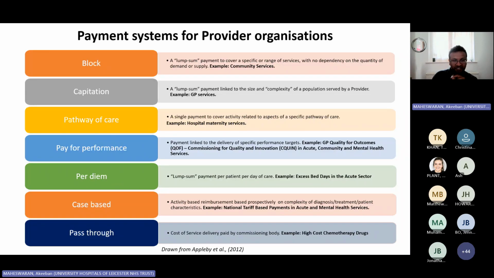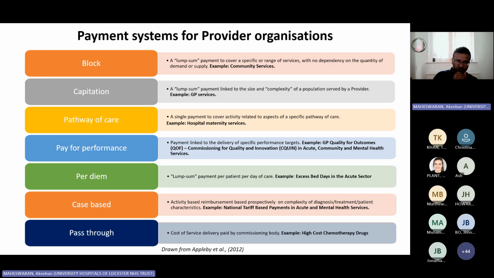What they have done also in the case-based, or activity-based, system is put in what are called best value tariffs. You get one price if you do the operation or this pathway, but you get a higher price, more money, if you achieve certain criteria. So it's pay for performance by a different route.